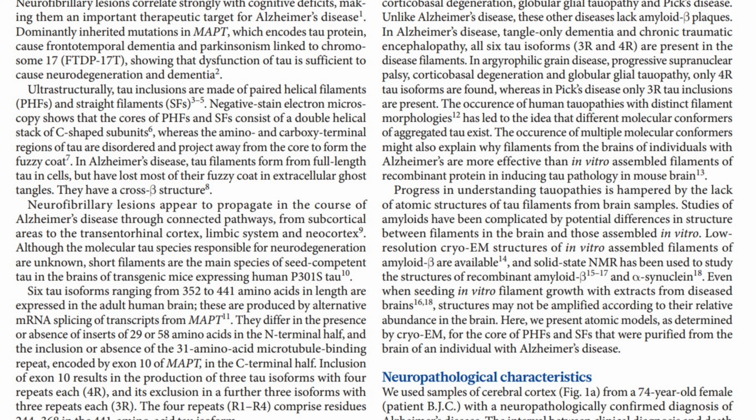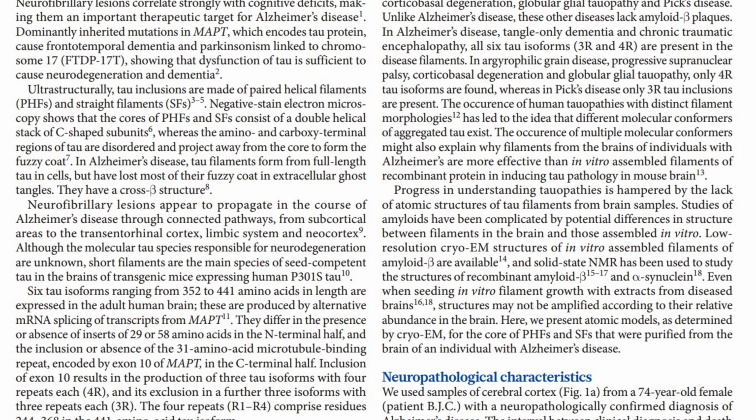Negative stain electron microscopy shows that the cores of PHFs and SFs consist of a double helical stack of C-shaped subunits, whereas the amino and carboxy terminal regions of tau are disordered and project away from the core to form the fuzzy coat. In Alzheimer's disease, tau filaments form from full-length tau in cells, but have lost most of their fuzzy coat in extracellular ghost tangles. They have a cross-V structure.